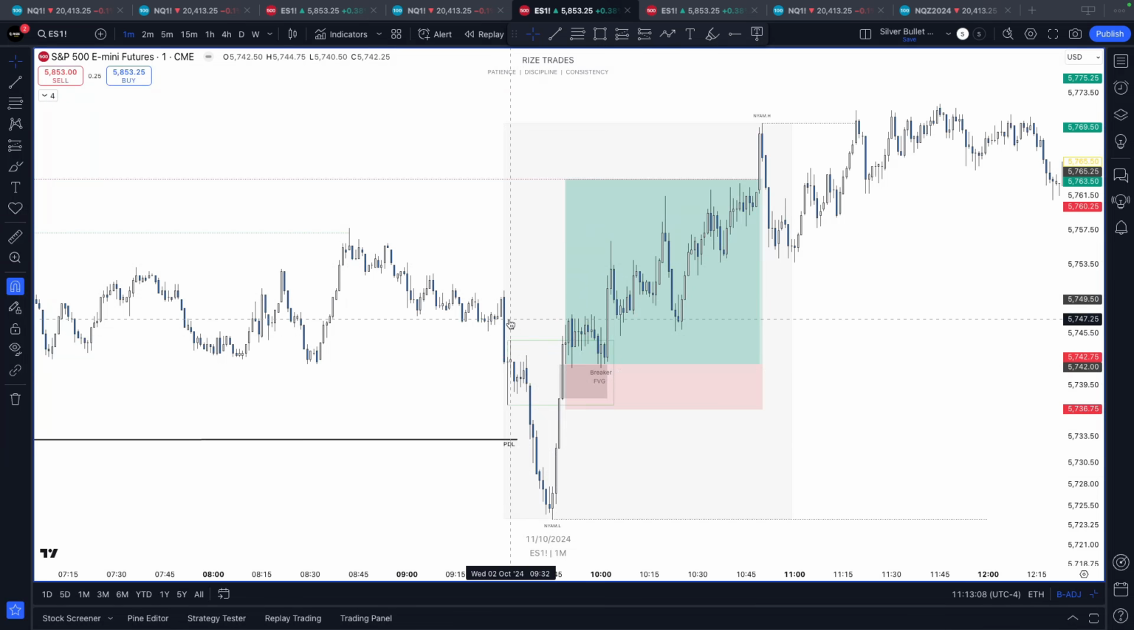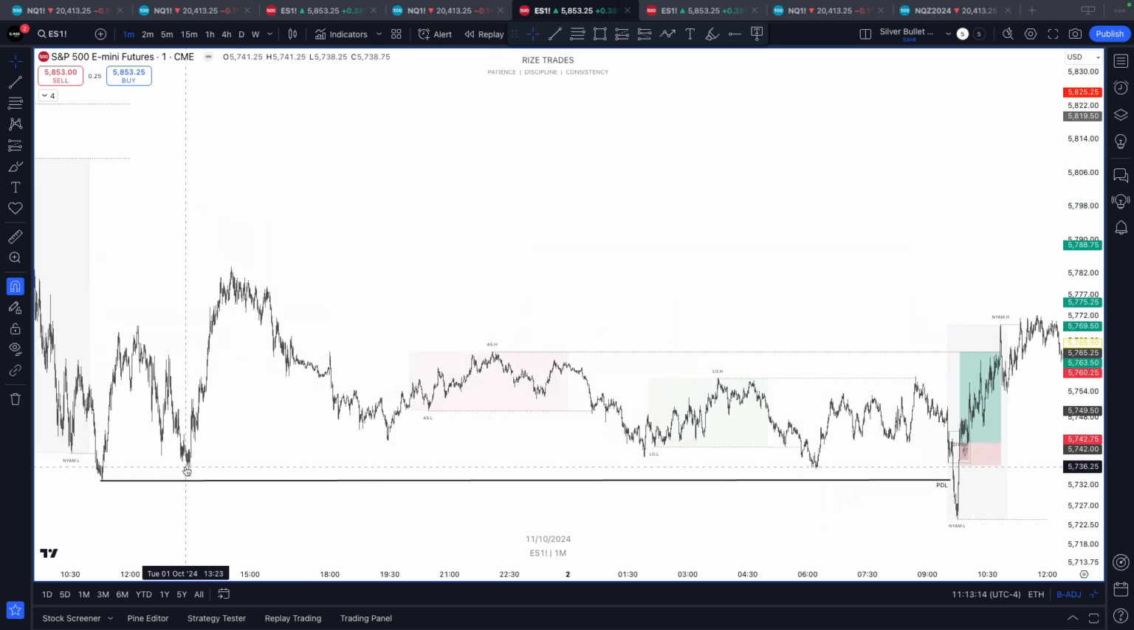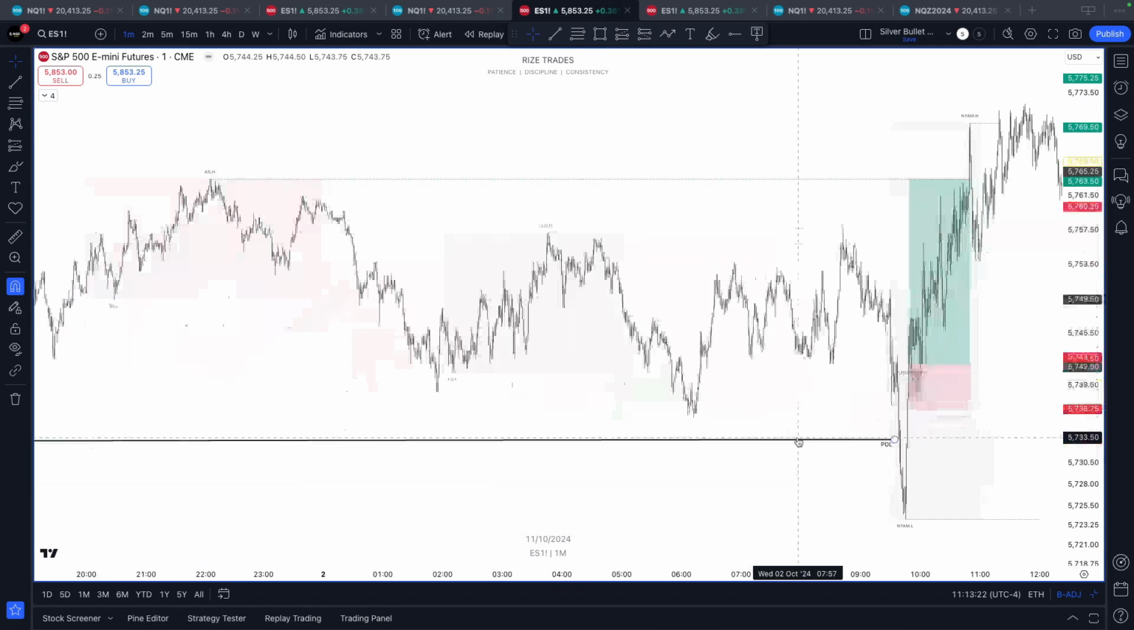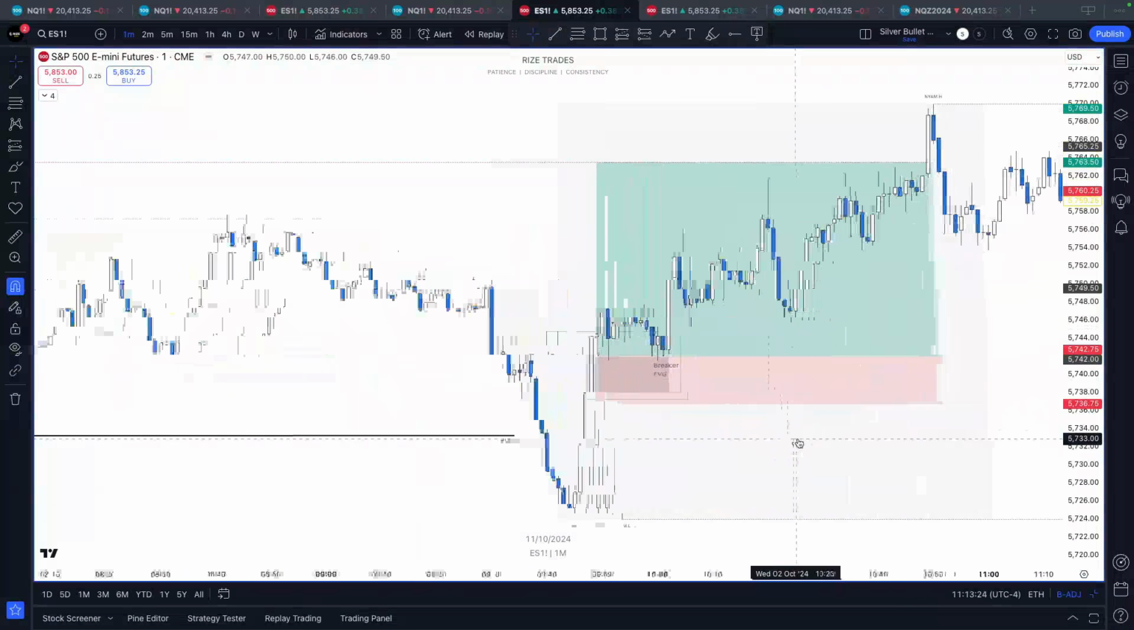Wednesday, 9:30 open. What do we do? Between 9:30 and 10 o'clock being here. 9:30 manipulates lows. What low is that? Previous day low. What did I say? Mark out previous day low, previous day high. What do we look to target? We've taken London lows, we've taken previous day low. Asia highs are untapped.